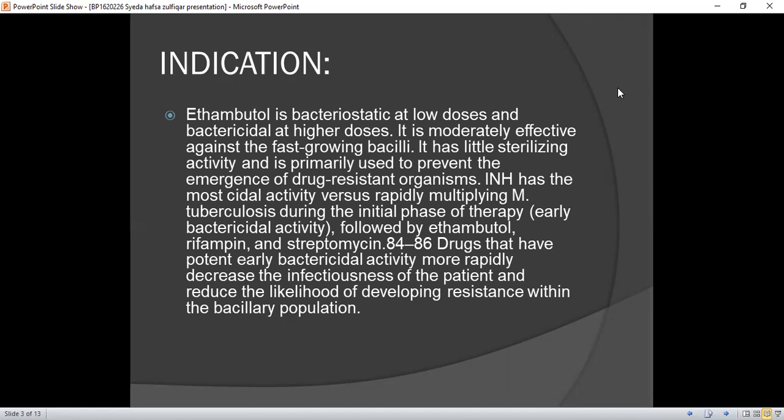These drugs are rapidly absorbed and diffuse readily into all fluids and tissues, and are largely excreted in the urine within the 24 hours, mostly as inactive metabolites. Drugs that have potent early bactericidal activity more rapidly decrease the infectiousness of the patient and reduce the likelihood of developing resistance within the bacillary population.